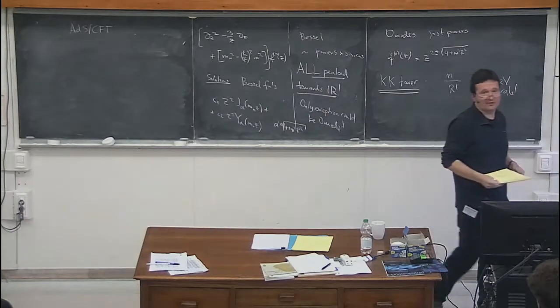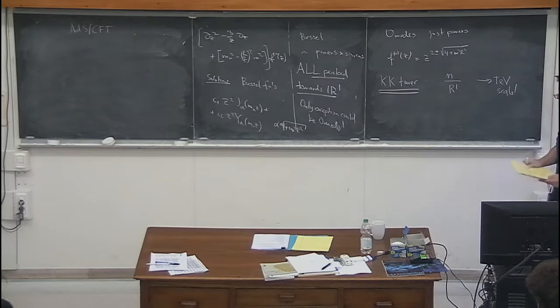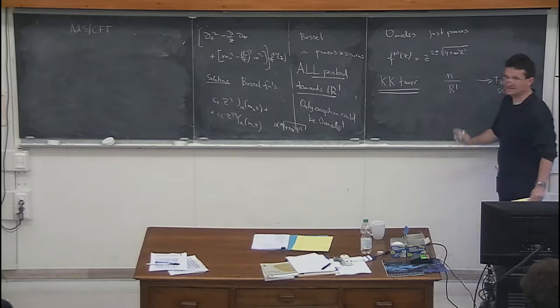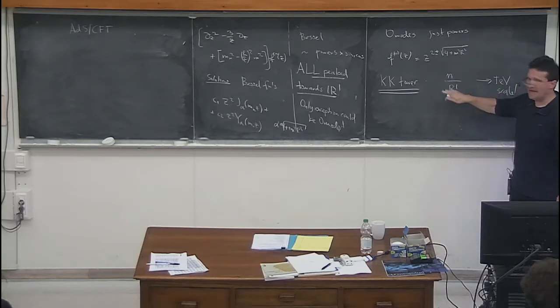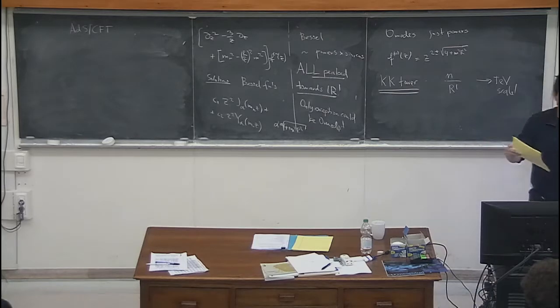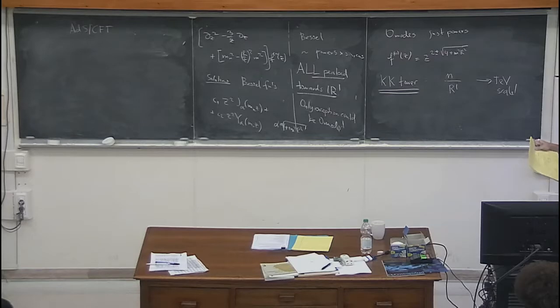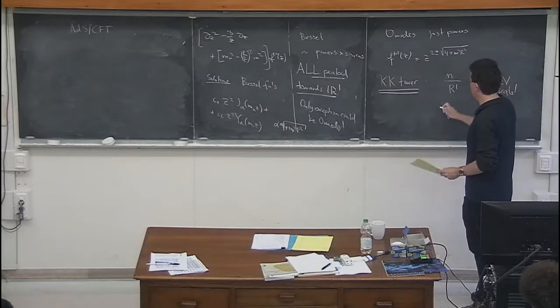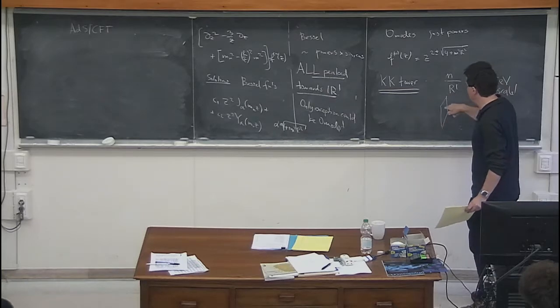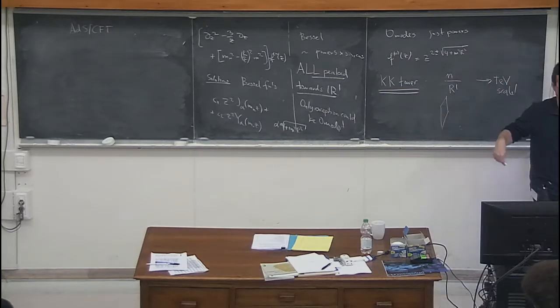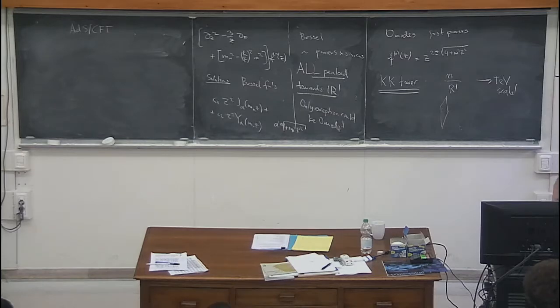It's a KK tower, yes. So whatever exactly the scale is, it's not exactly n over r because, you know, it's Bessel functions. So at the bottom you have to look at zeros of Bessel functions, but roughly, yes. There's a whole tower. Always there's a whole tower, unless you are just sticking stuff in on the brane itself. Then, of course, there is no tower.